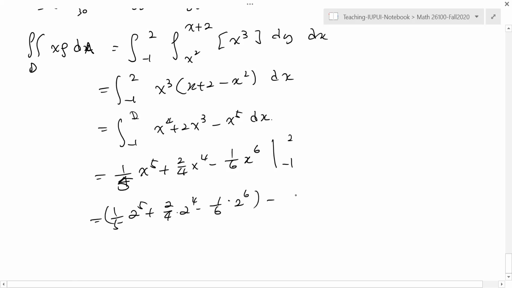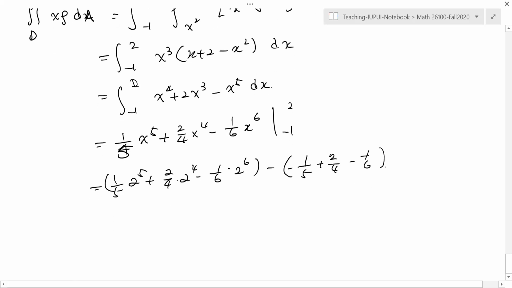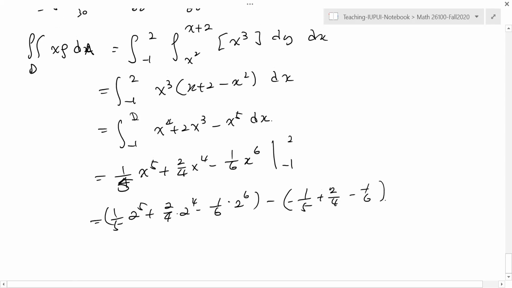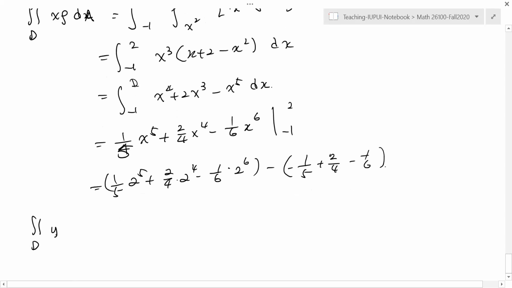Okay, this is the first part. And the second part, that's the negative and the positive. Okay, so that is the numerator for the x bar. I hope the y variable will be a little bit easier. Let's try this first.